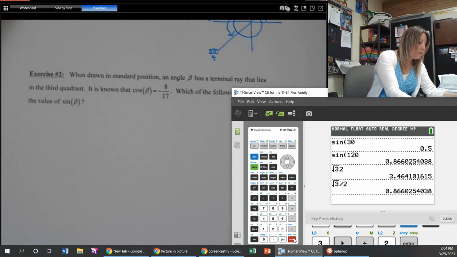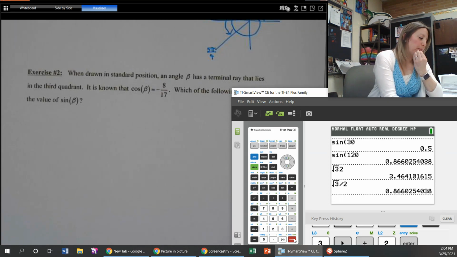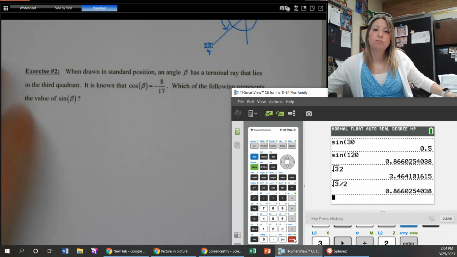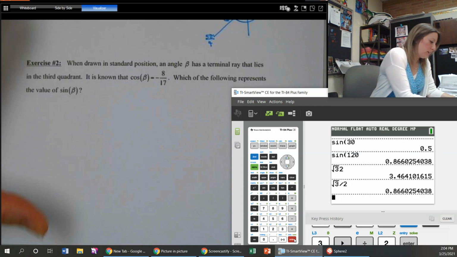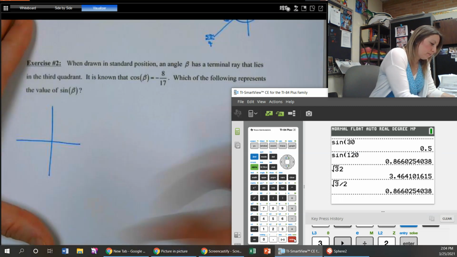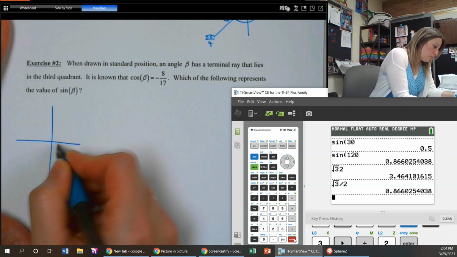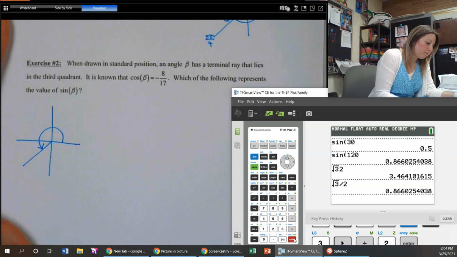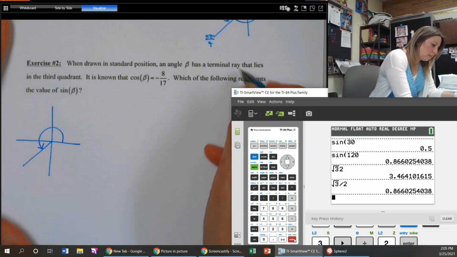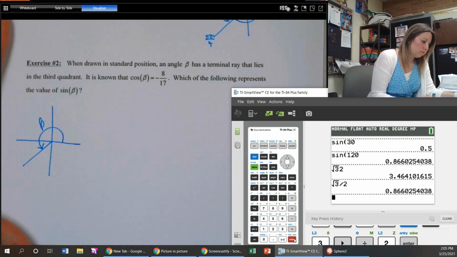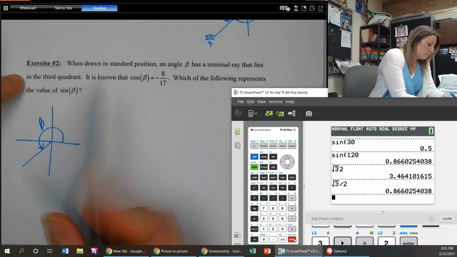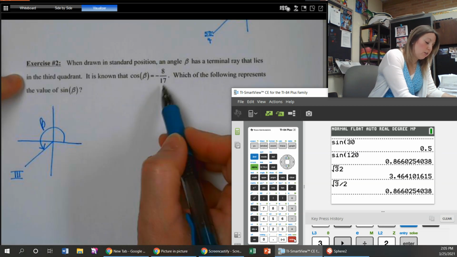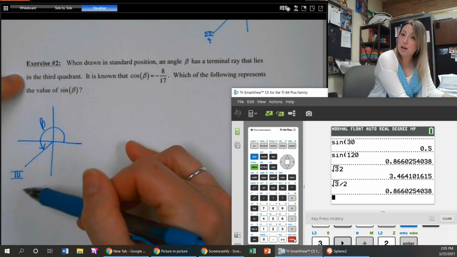When drawn in standard position, angle beta has a terminal ray that lies in the 3rd quadrant. So let's sketch that. So I can leave my graphing calculator big. Angle beta, terminal ray lies in the 3rd quadrant. So let's just do this. Okay. So this is angle beta. It is known that cosine of beta is equal to negative 8 over 17. Well, that makes sense because only tangent is positive over here.